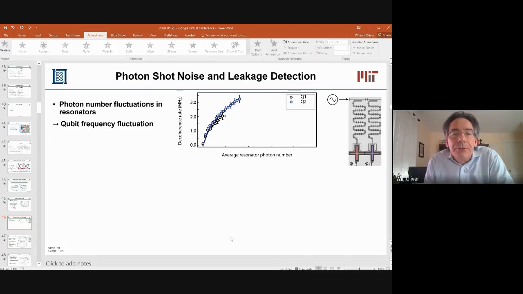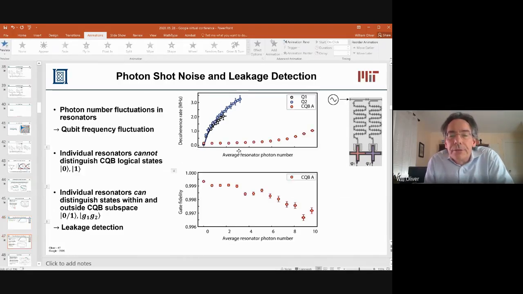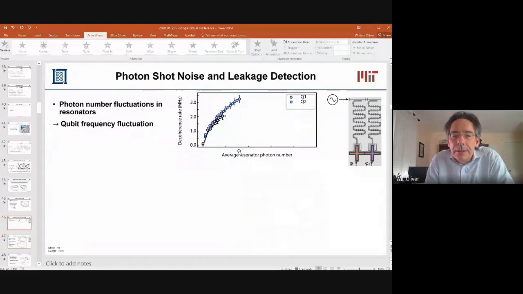So if we look at the decoherence rate as a function of the resonator photon number, then this is just the single transmons. They decay in the usual way. This is 0, 1, 2, 3 photons. I'm not sure why the numbers didn't pop up. Okay, so that's basically what you would expect with transmons.